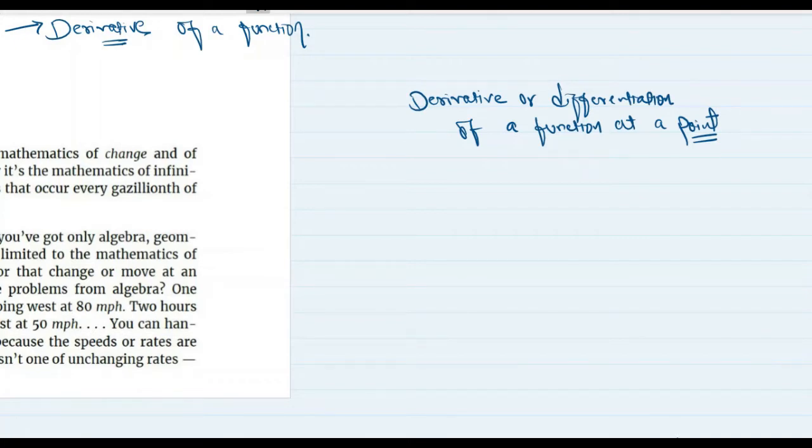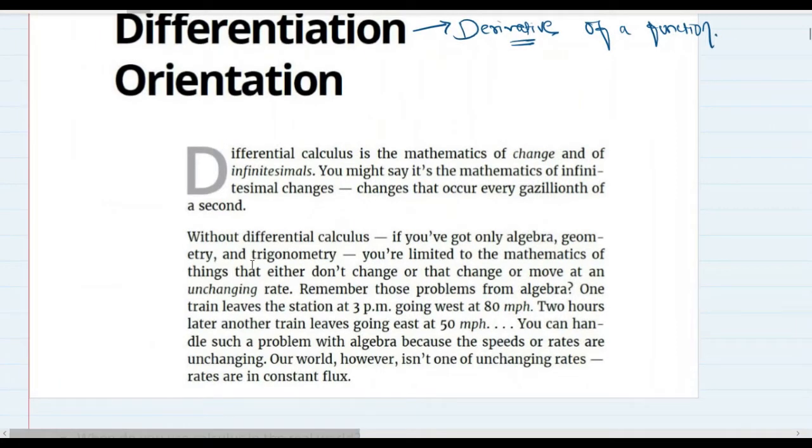Before we answer this question, let us understand its importance. Differential calculus, which is related to the derivative or differentiation, is the mathematics of change and of infinitesimals. Infinitesimals means very small numbers or very large numbers. So this is the mathematics of change involving infinitesimals. That is the right way of saying that. You might say it's the mathematics of infinitesimal changes that occur every gazillionth of a second. So basically you are trying to understand, calculate, and analyze the changes which occur at the smallest possible interval of time.